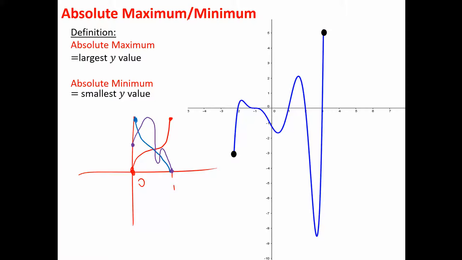So if you mapped it, this is what would happen. You wouldn't actually have to draw the graph. You would just map it. It will look something like this. You start off with the endpoints. There's your endpoints, 0 and 1. Then you find your stationary points. It could be here, it could be there. And then you find the coordinates for it.